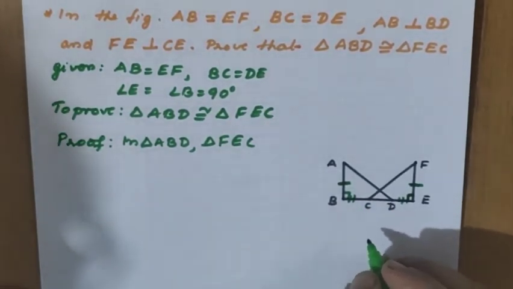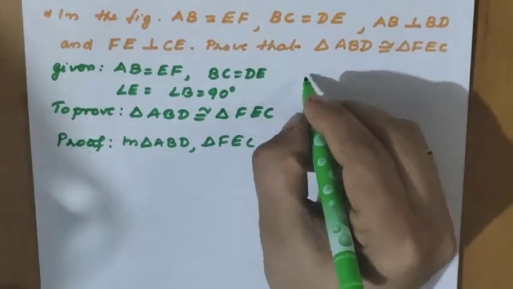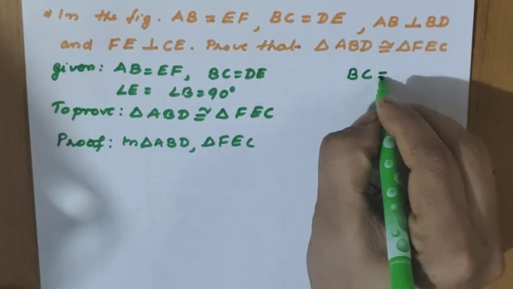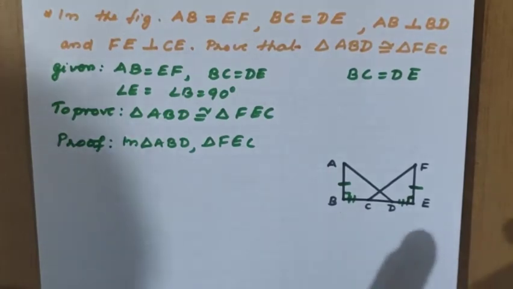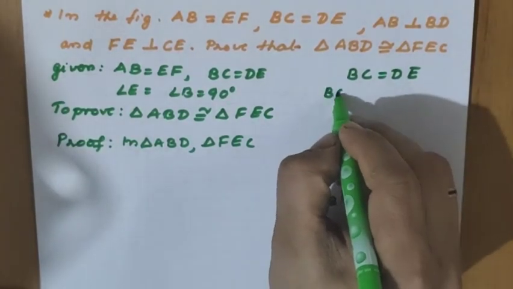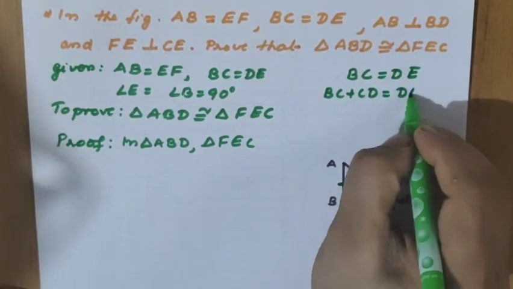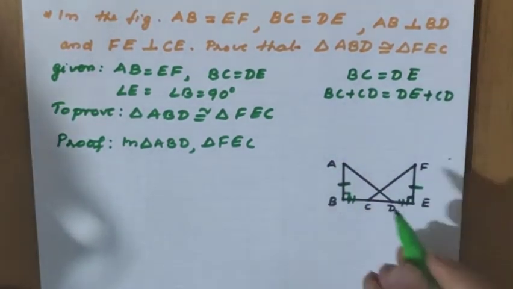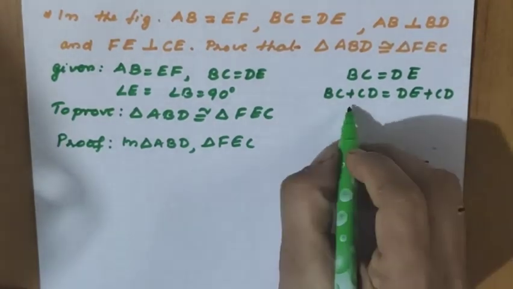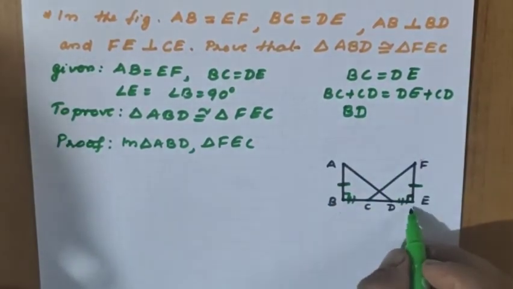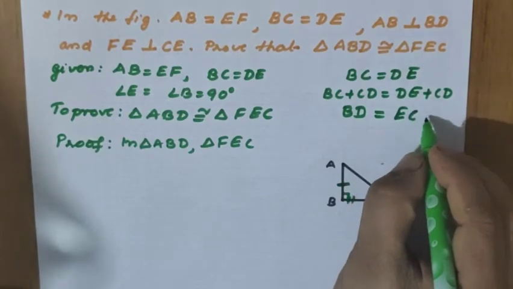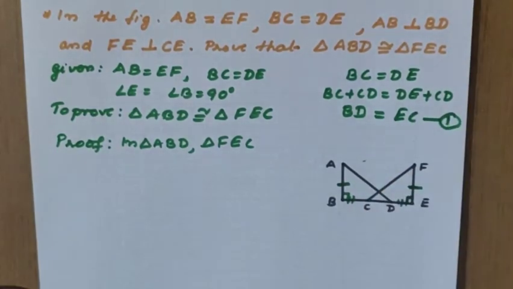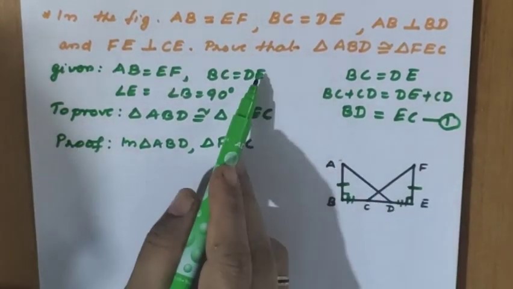So what is given in the question here? BC equal to DE is given. If you are considering BC equal to DE, it is not the part of the given triangles. So I am adding the equal part CD on both the sides. Right? So what is the total length of BC and CD? It is equal to BD. Similarly, ED plus CD we are adding, what is the result here? EC. So this is equation number one. We are adding equals on both the sides, so we got BD equal to EC by this property.